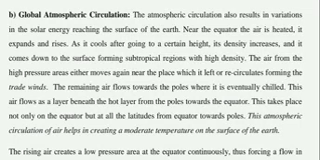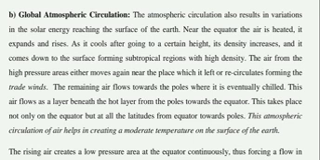Continuation, global atmospheric circulation. The atmospheric circulation also results in variations in the solar energy reaching the surface of the earth. Near the equator, the air is heated. It expands and rises. As it cools after going to a certain height, its density increases and it comes down to the surface, forming subtropical regions with high density. The air from the high pressure areas either moves again near the place which it left or recirculates, forming the trade winds. The remaining air flows towards the poles where it is eventually chilled.